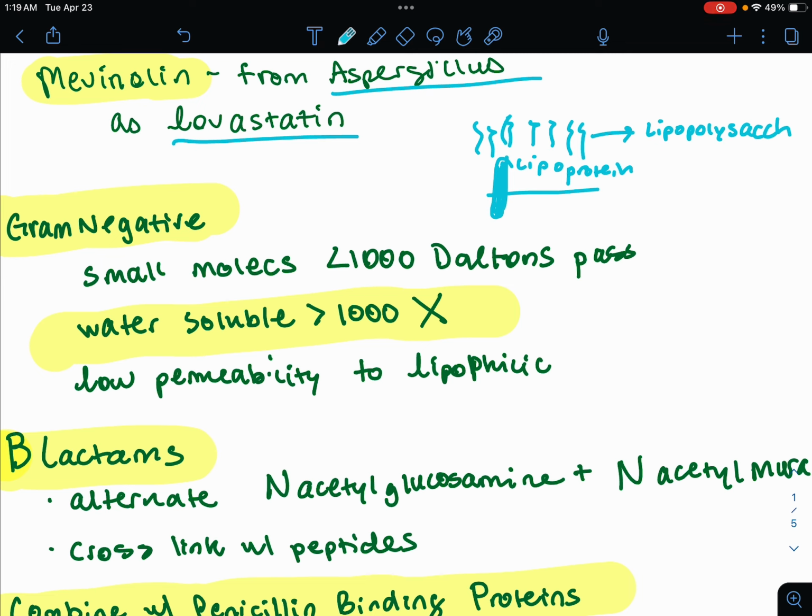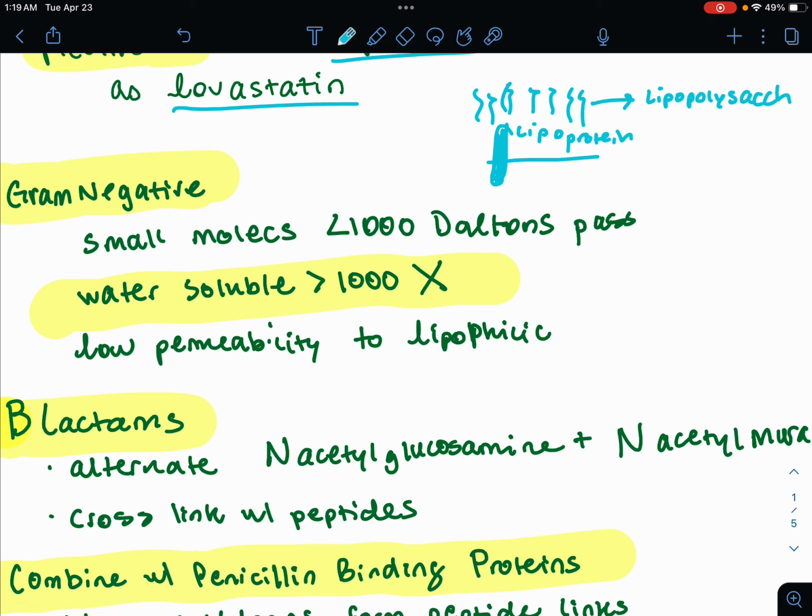So again, the gram-negative bacteria, they have this outer membrane. It adds this protection, kind of like a suit of armor. Small molecules less than 1,000 Daltons can pass through it. However, the water-soluble antimicrobials, which are greater than 1,000 Daltons, cannot pass. And then it just has low permeability to lipophilic molecules.